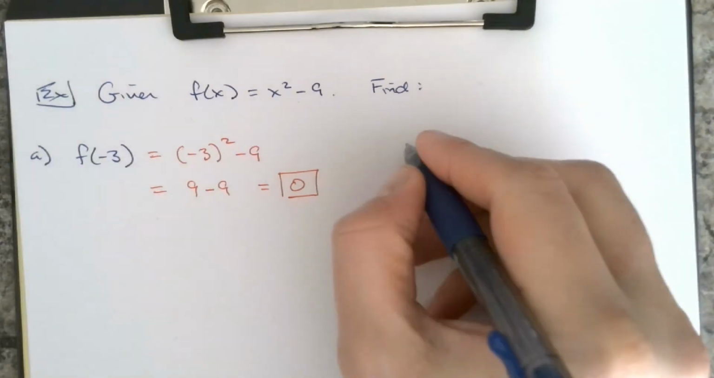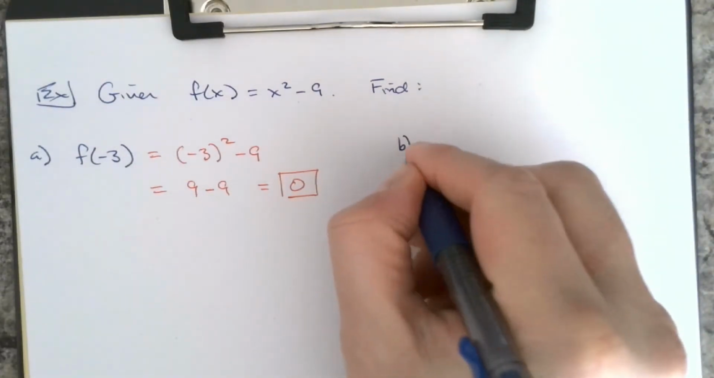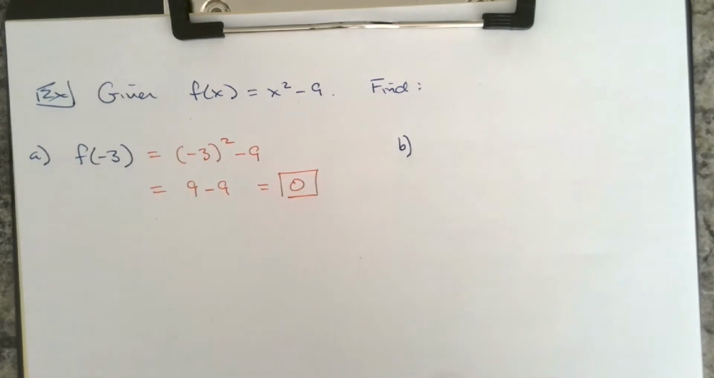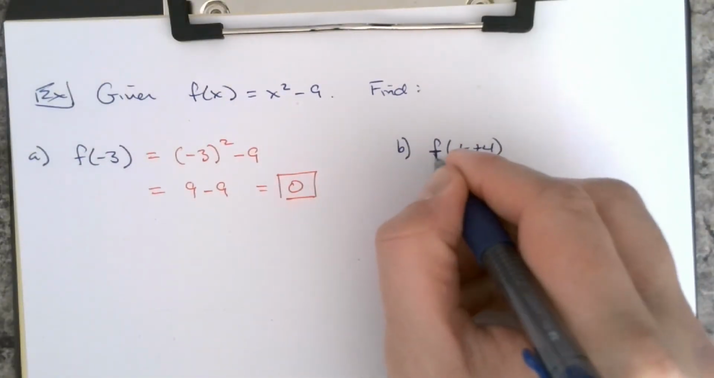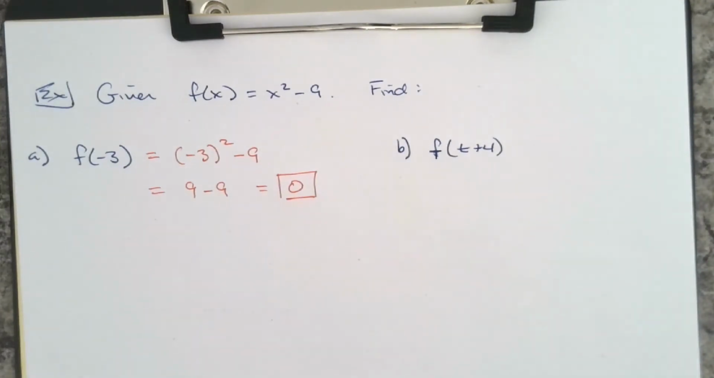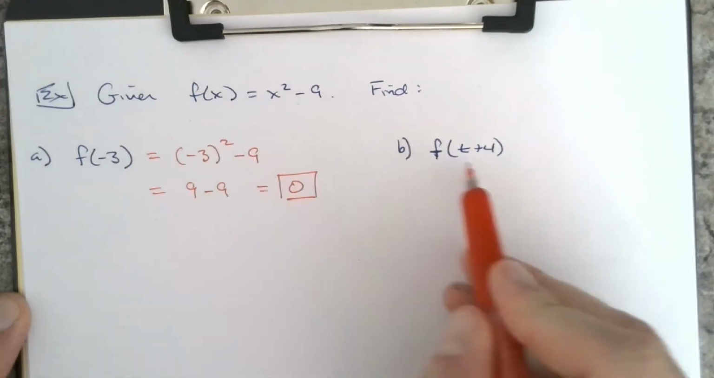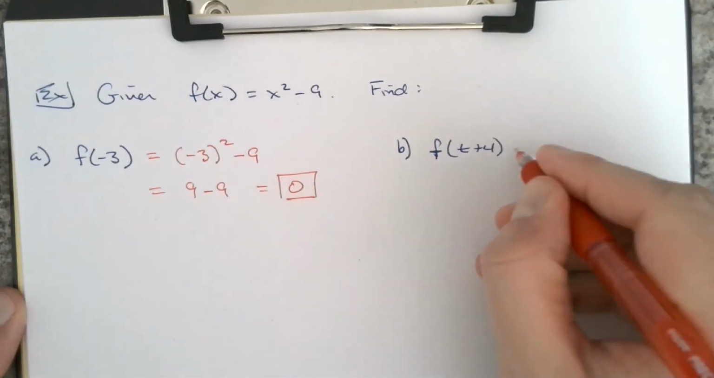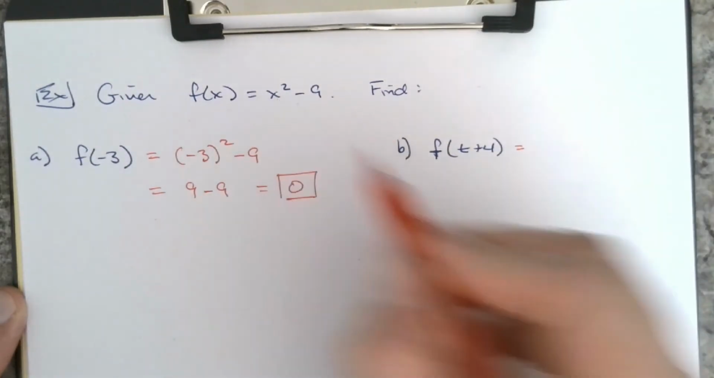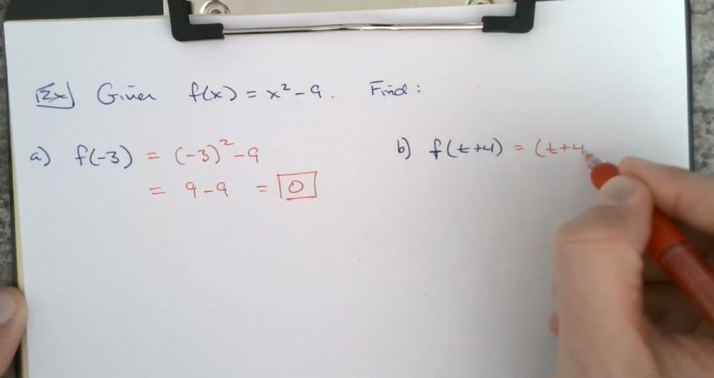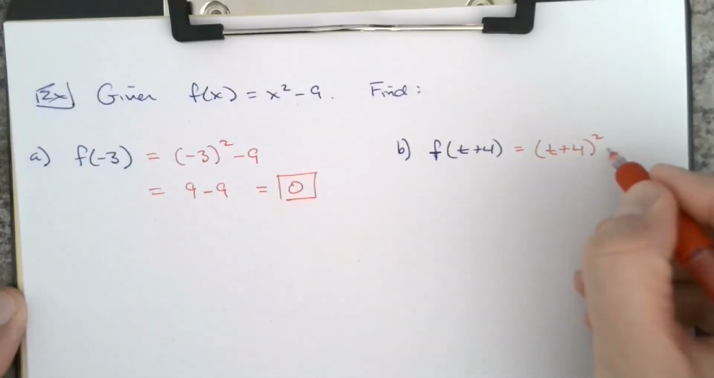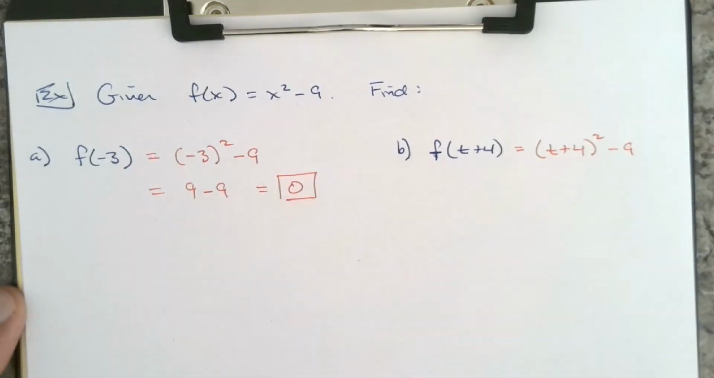Let's take a look at this one here. Call this one letter B. What if I said f of t plus 4? So trying that one out, remember, where you saw an x in f of x, you're going to replace it with t plus 4. So this would be equal to x squared. Now in this case, x gets replaced with t plus 4. So it's t plus 4 squared, and then the minus 9 will stay minus 9 because there are no x's with that term. And then we're going to expand this, right?